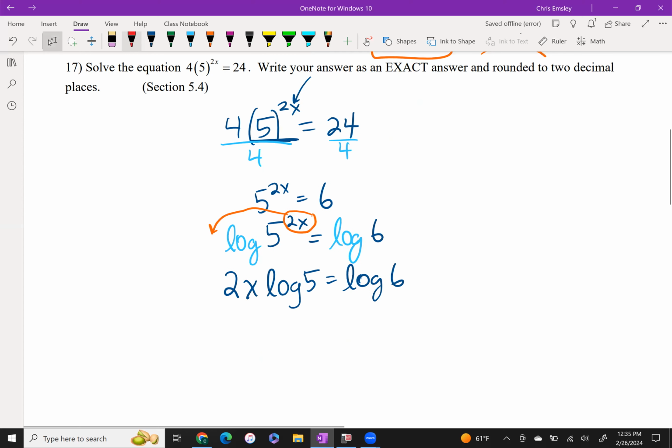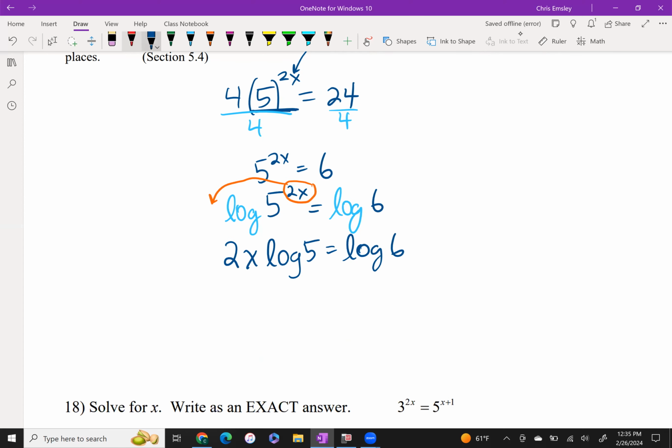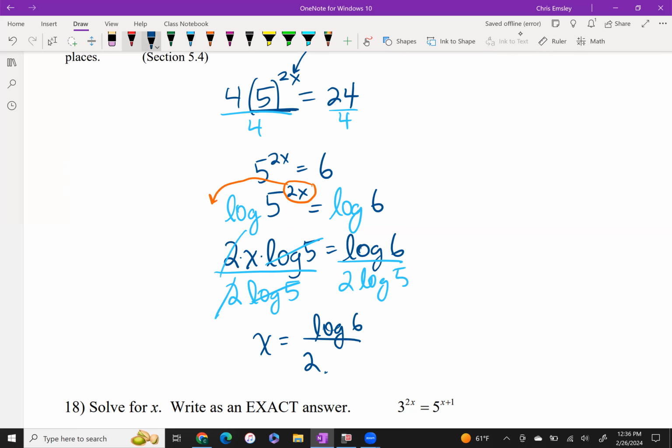On the left-hand side, we now have things multiplied together, 2 times x times log 5. So to solve for x, we need to divide both sides by the 2 and the log 5. The 2's cancel, the log 5 cancels, and we have solved for x. This is what we would call our exact solution. Okay, we leave it in symbolic form for our exact solution.